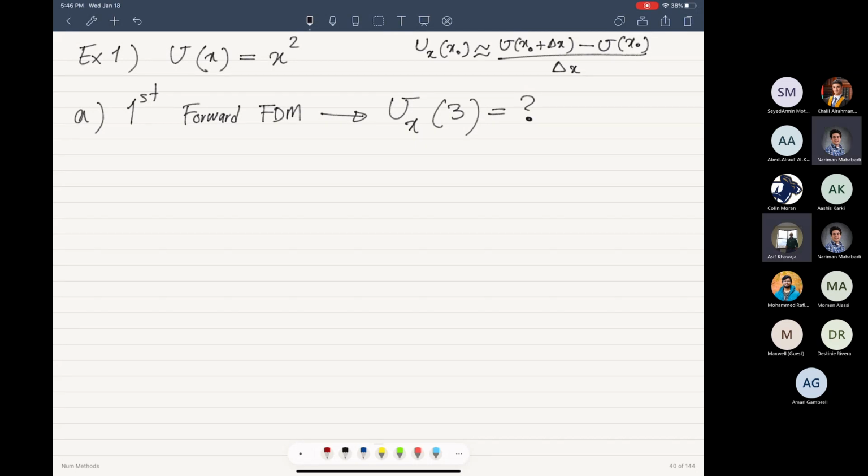Professor, what should we take as the step size, delta x? That's a good question. I didn't give you the step size. For part A, let's just use delta x as 0.1.